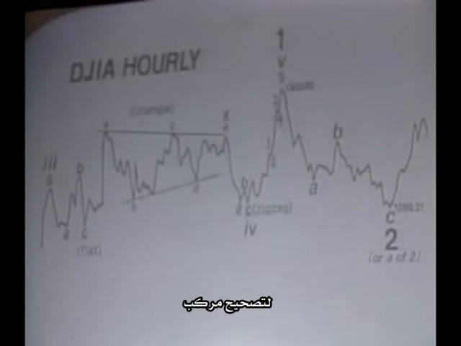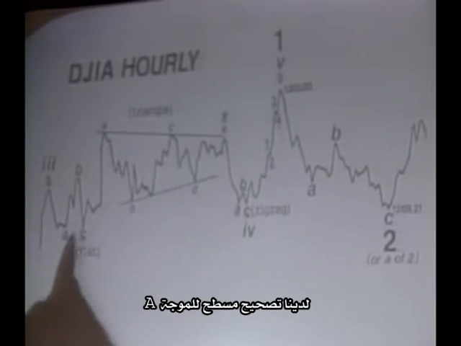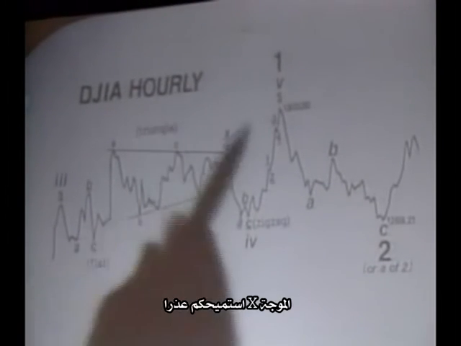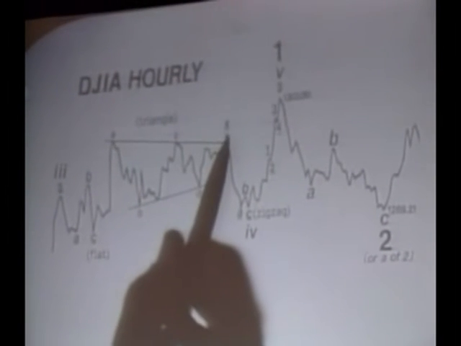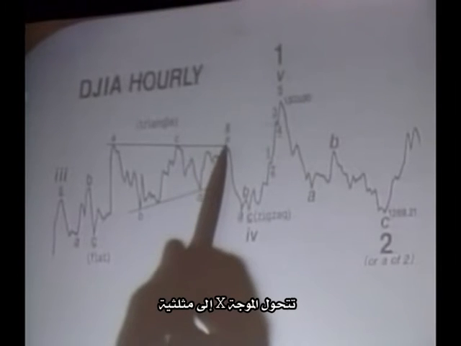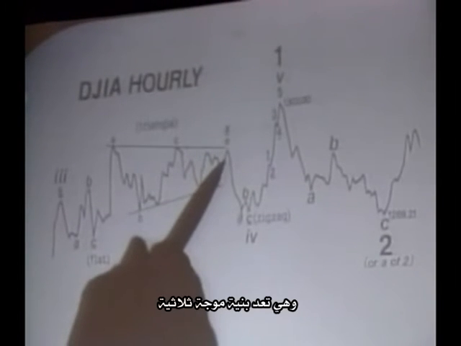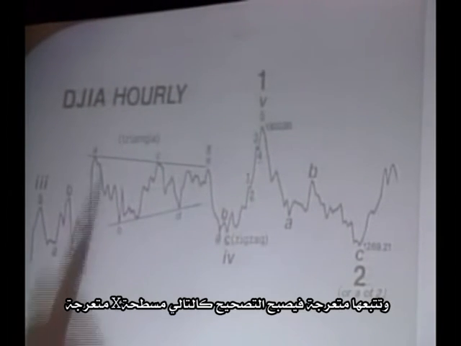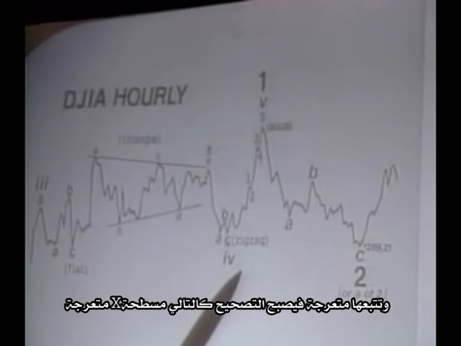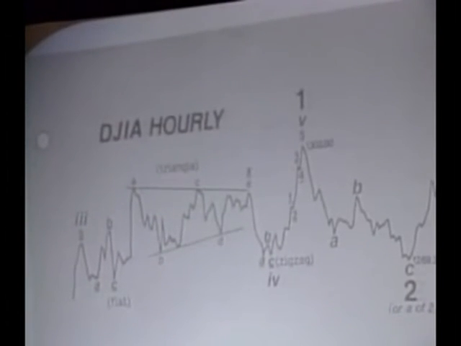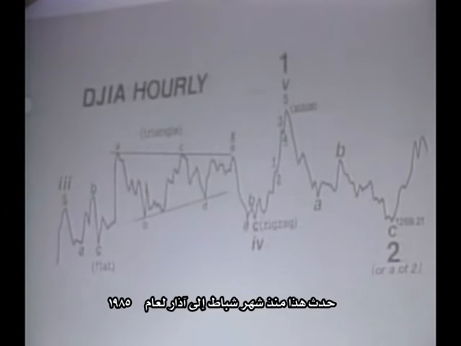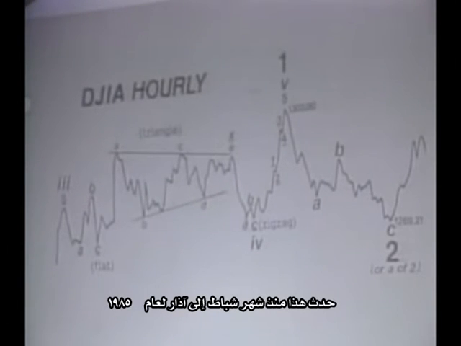Page 246 is a real-time example of a correction that combined. You've got a flat correction for wave A. Wave X turned into a triangle, which is considered to be a 3-wave structure, which means that the correction is not over, followed by a zigzag. So this would be a flat X zigzag if you're referring to the pattern. This took place in February through March of 1985.